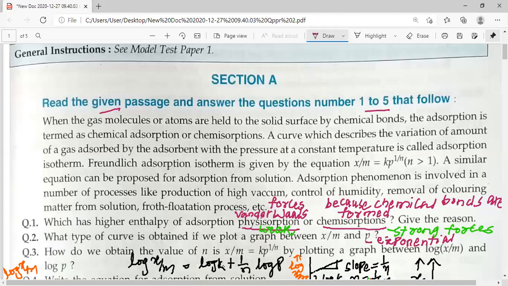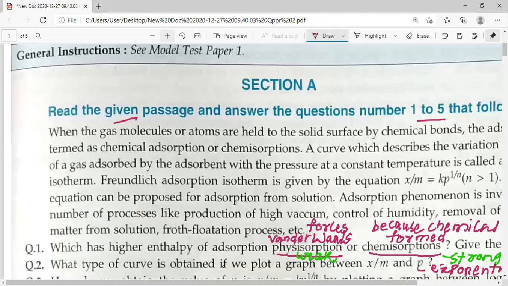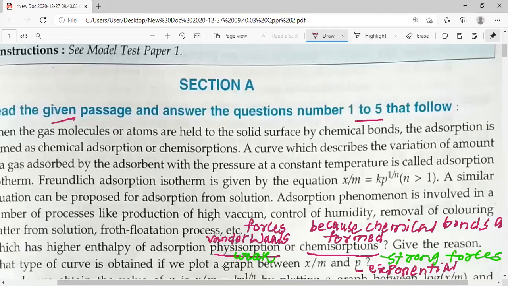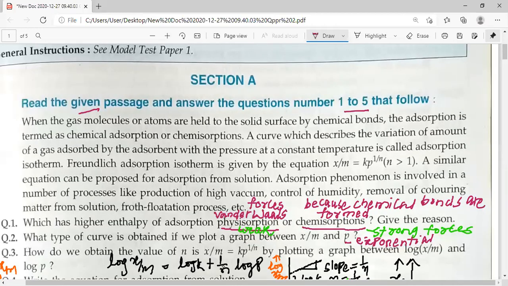When the gas molecules or atoms are held to the solid surface by chemical bonds, the adsorption is termed as a chemical adsorption or chemisorption. A curve which describes the variation of amount of gas adsorbed by the adsorbent with the pressure at constant temperature is called adsorption isotherm.